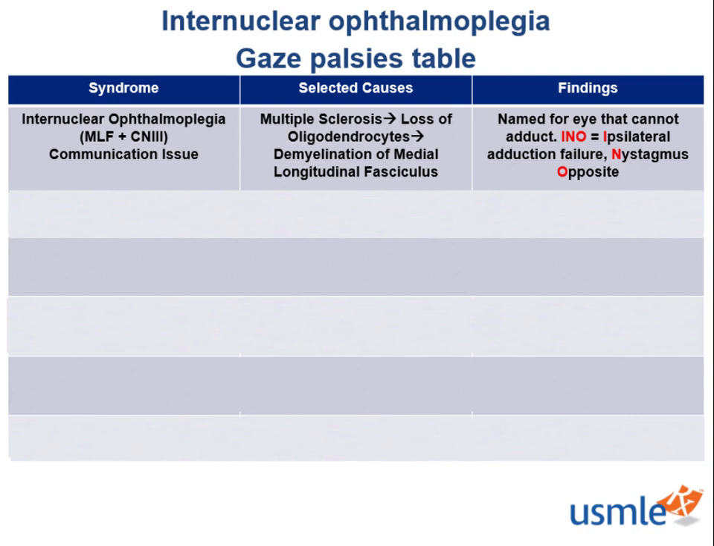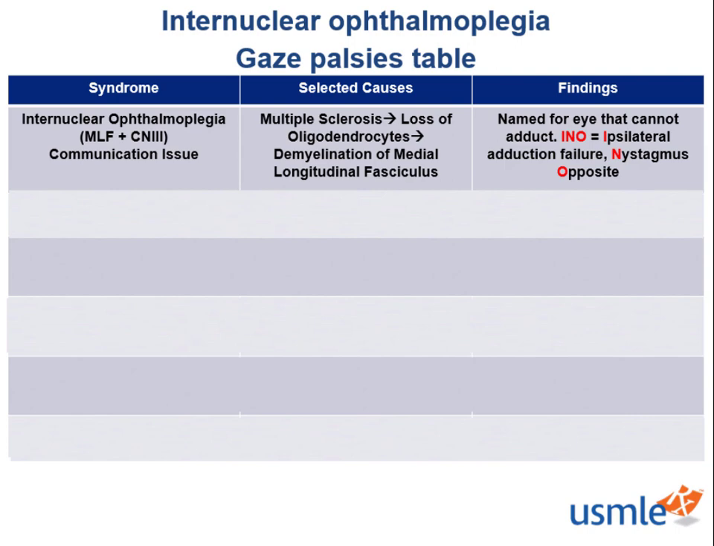For the boards and the wards, this commonly arises in multiple sclerosis patients whose disease is characterized by loss of oligodendrocytes that myelinate central nervous system structures, such as the MLF, which then becomes demyelinated. Know that an INO is named for the eye that cannot adduct, and use INO for its mnemonic of ipsilateral adduction failure, nystagmus opposite, to recall the features of an internuclear ophthalmoplegia.